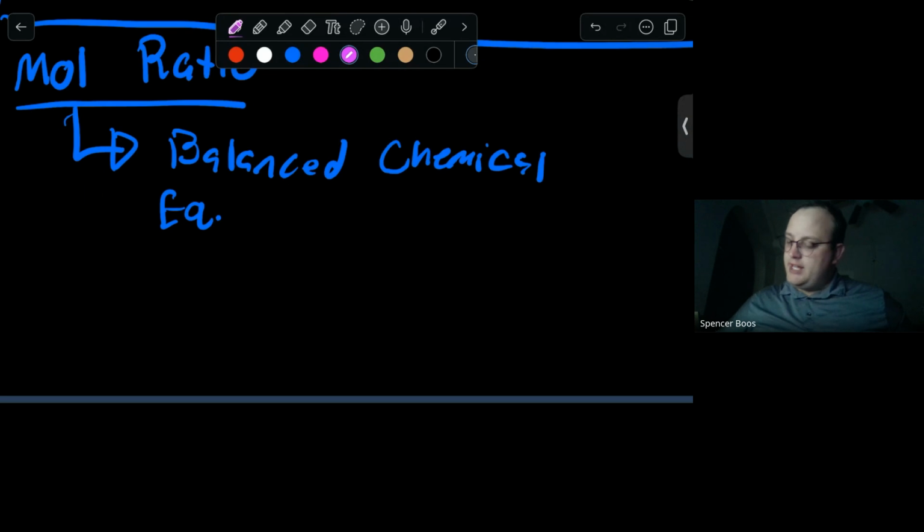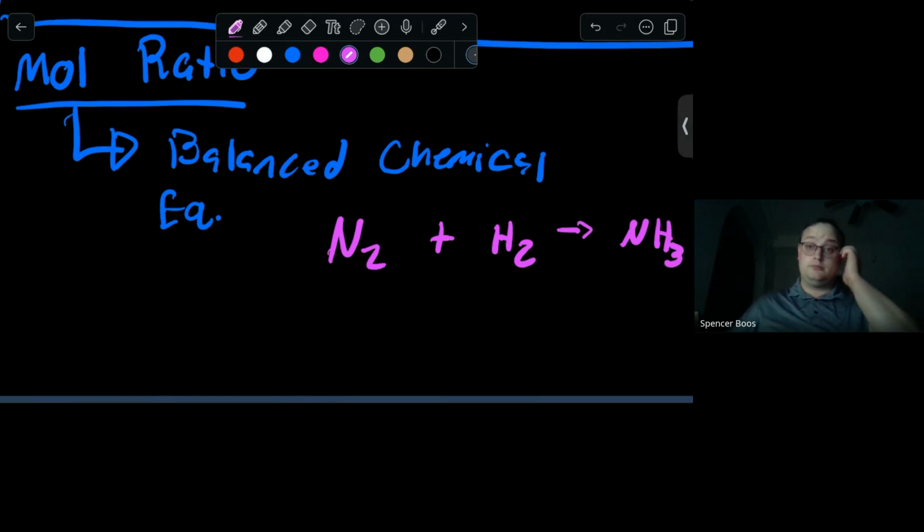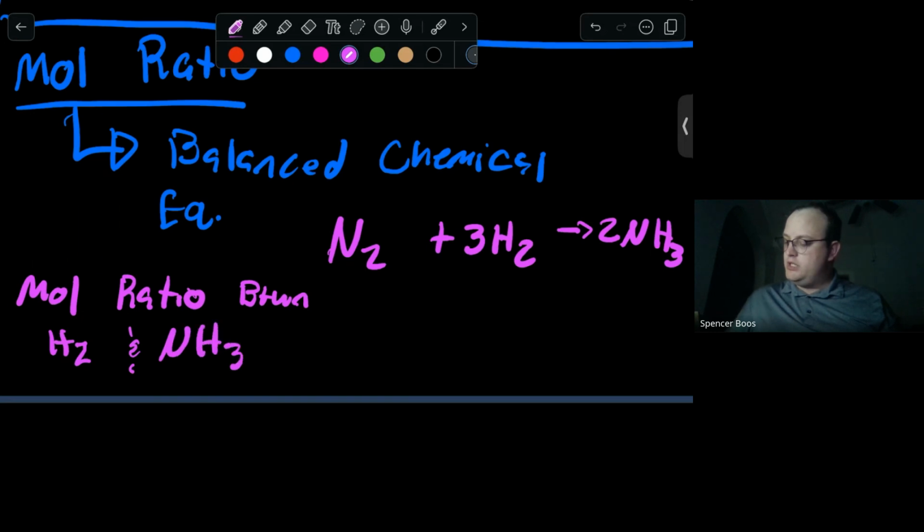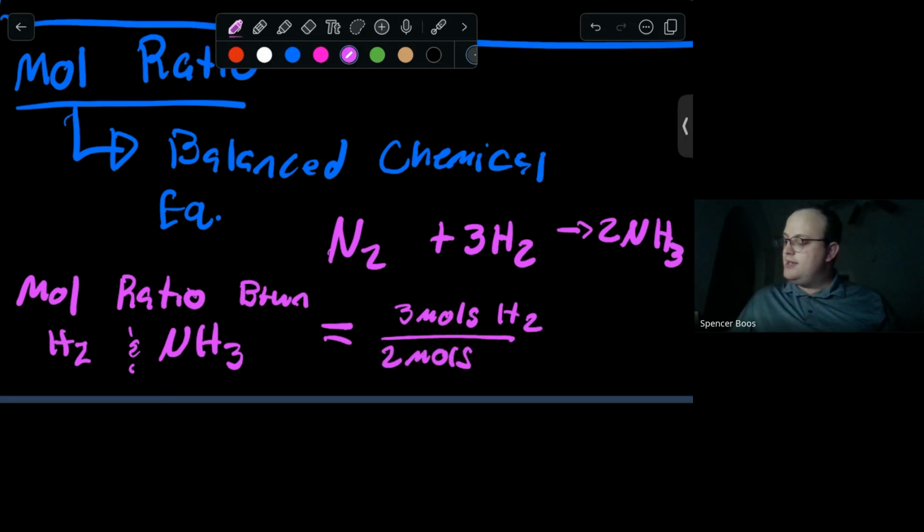Say, for example, we've got this: N2 plus H2 yields NH3. Again, we balance this like normal. We've got a 3 and a 2 here. So if we're looking for the mole ratio between, let's say, H2 and ammonia, NH3, this would be equal to, for every 3 moles H2, we get 2 moles NH3. And that's it.